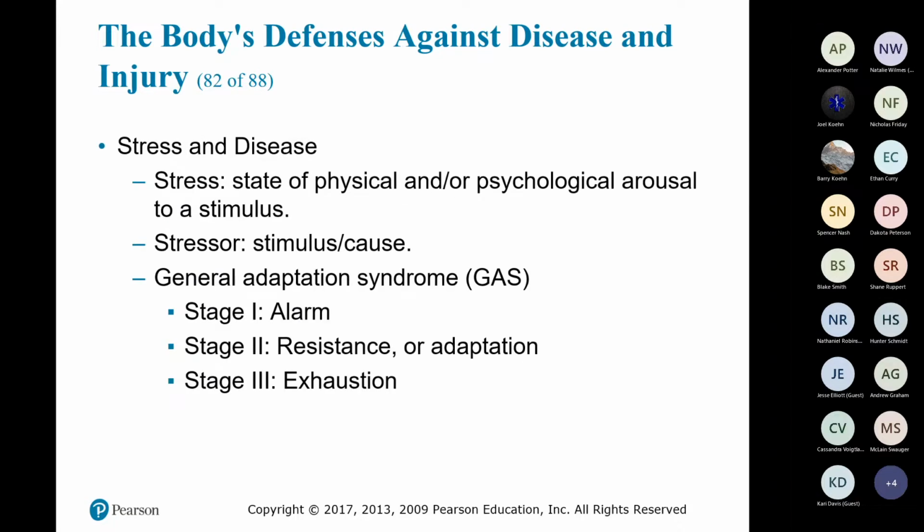Stress and disease. So, how many of you have never experienced stress? Has anybody here just never been stressed about anything in their life? If you say me, or you raise your hand or put a comment or something like that, you're a liar. So stress is a state of physical and or psychological arousal to a stimulus, right? Stress happens every day. And at some point during the day, something stresses us out. I guarantee it.